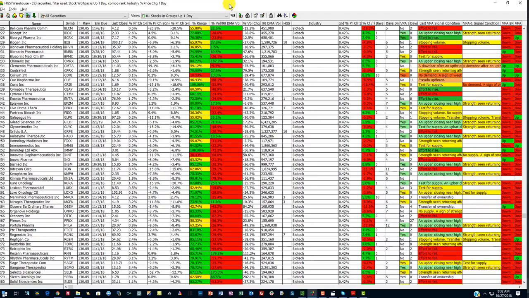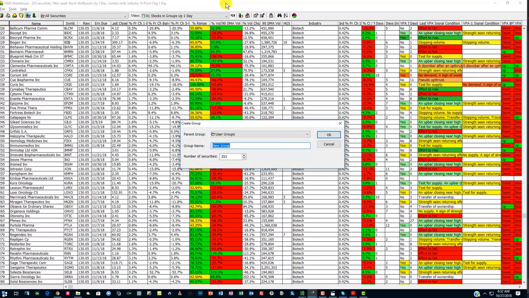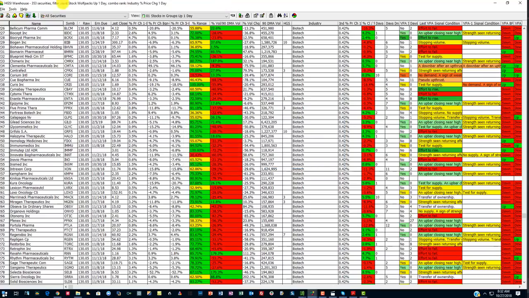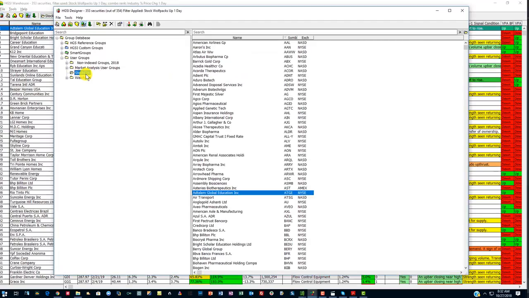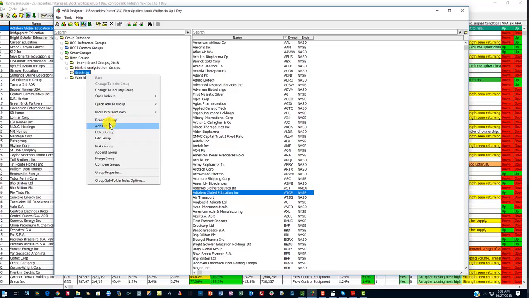I'm just going to look for some long side trades. And what I'm going to do is I'm in All Securities, stocks in groups that were up 1 day. I'm going to hit my alternate G key, and I'm going to make a group out of this. Well, I didn't get that typed in, but that's all right. It's making the group. Let me go rename that so I get it right. Edit the group.